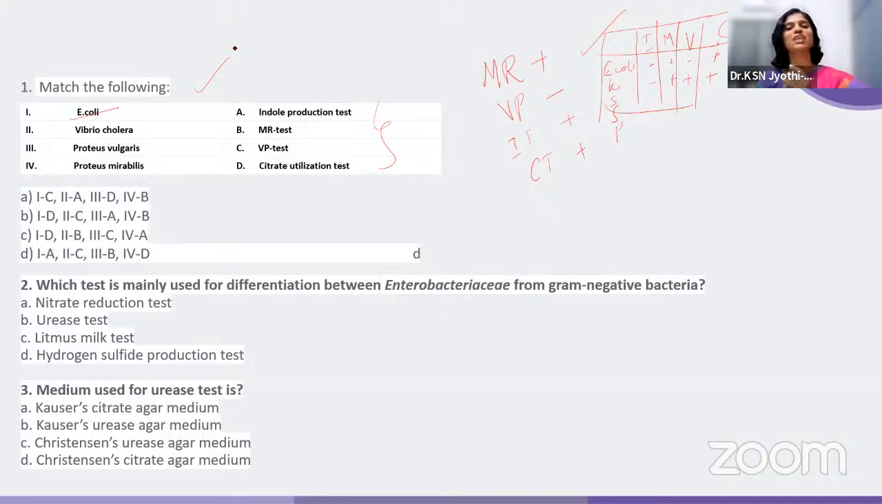Now, which test is mainly used for differentiation between Enterobacteriaceae from gram-negative bacteria? So remember I told you, apart from the IMViC tests, we also do other tests like a urease test where I want to differentiate Enterobacteria from coliform bacteria. Then urease test, what is the medium? I said Christensen's urease agar medium is used.